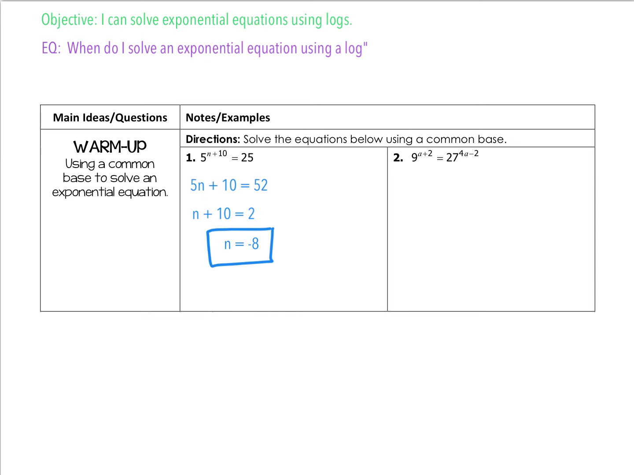So go ahead and pause the video, and I'd like you to try number 2 as a review. Alright, so hopefully on number 2 you were able to get that a equals 1. If you got that, you can go ahead and move forward. If you didn't, I will explain now.